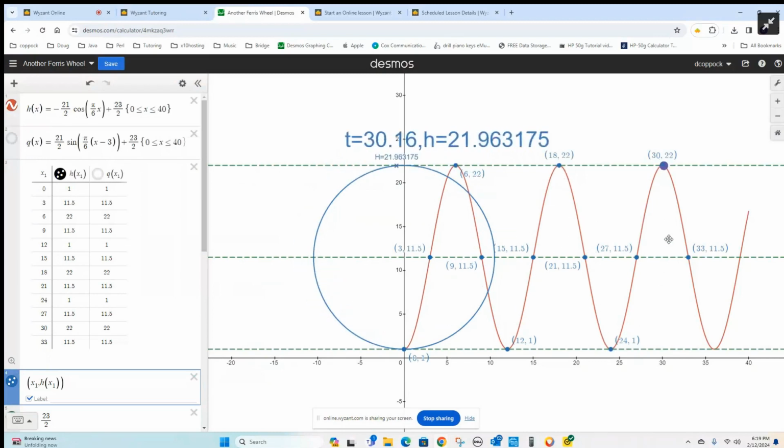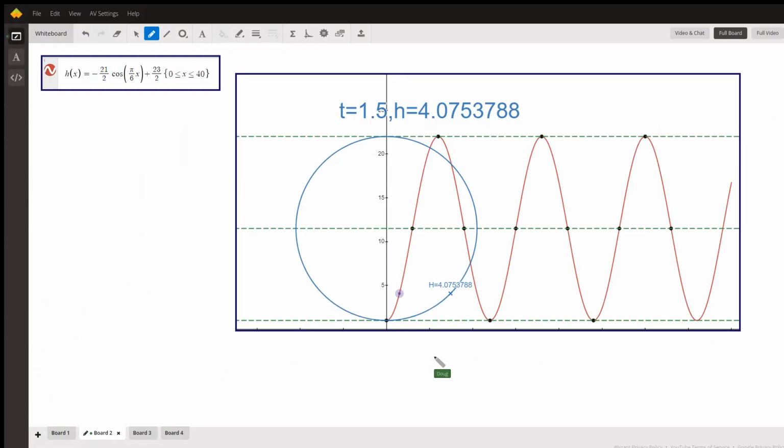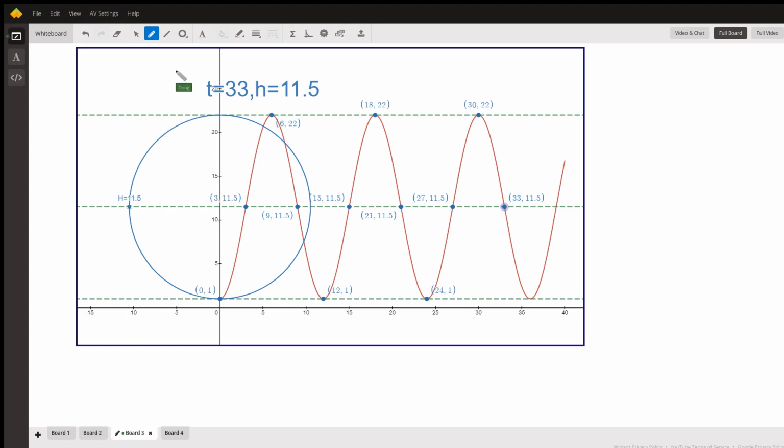Okay, and by the time we hit 33 seconds, the car is back to the midline. So it's 11.5 feet above. Okay, now you could write this, I'll stop sharing, in terms of, oh, well, there's the same picture. Okay, these are the midline point, the high point, and the low point at given points in time.